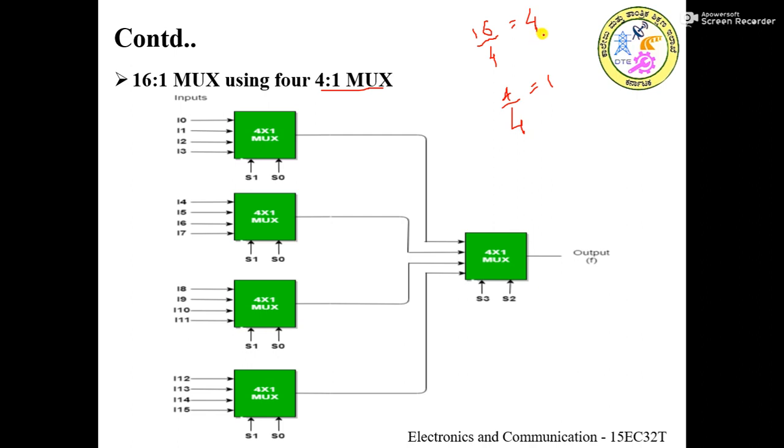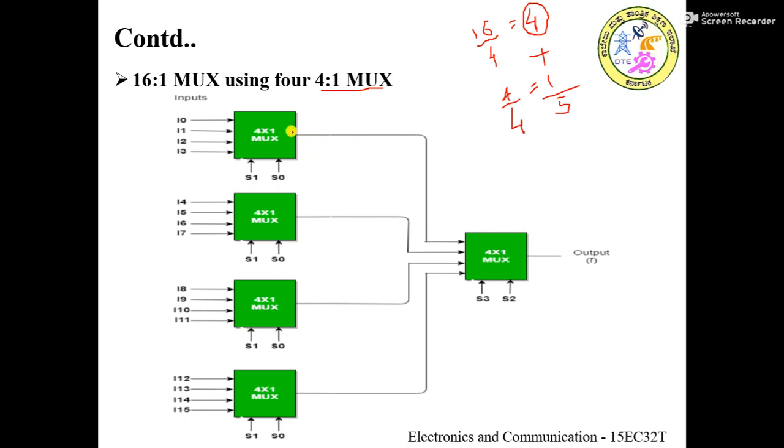Now how many total 4:1 muxes are required? We have to add these two quotients. 4 plus 1, it will give you a value 5. So totally we need 5 4:1 mux ICs. Among these 5 4:1 mux ICs, the first 4 4:1 mux ICs share common select lines. Here you can see 1, 2, 3, 4. All these are sharing a common select line. You can see S0 and S1.